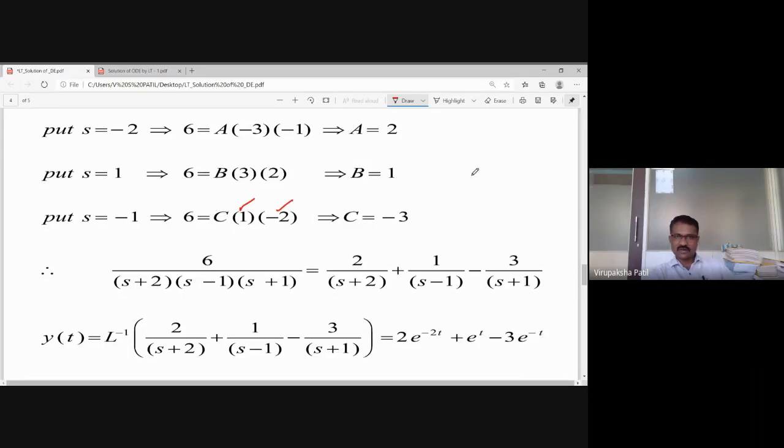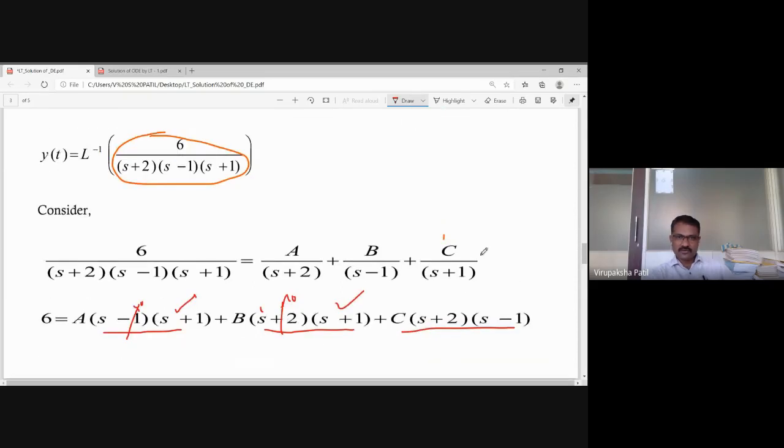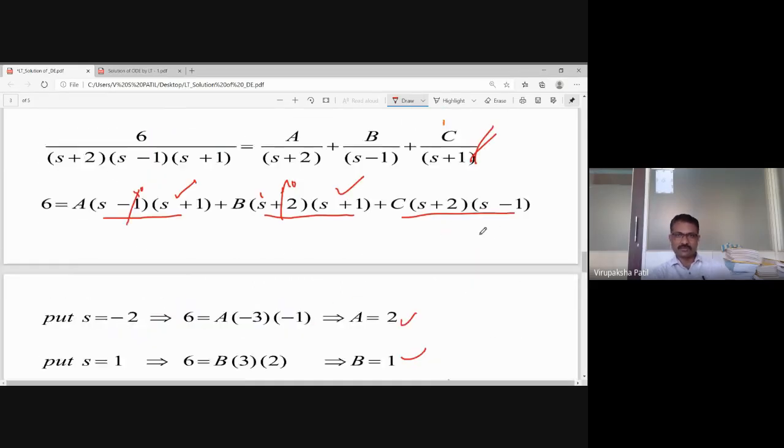So you will get 6 is equal to minus 2c. 6 is equal to minus 2c. So 2 threes are 6, so c is equal to minus 3. So then what happens? You got A, B, C values. Once you got A, B, C values, go back to this equation and substitute these values here.